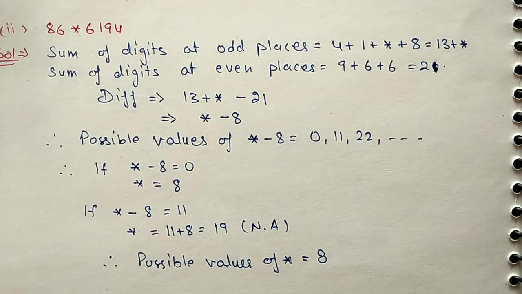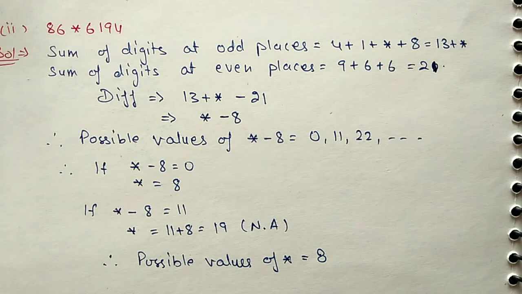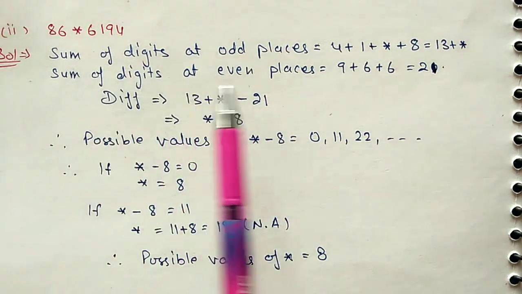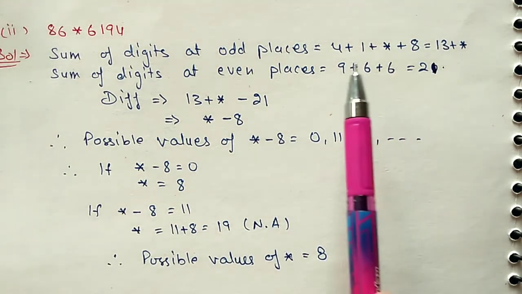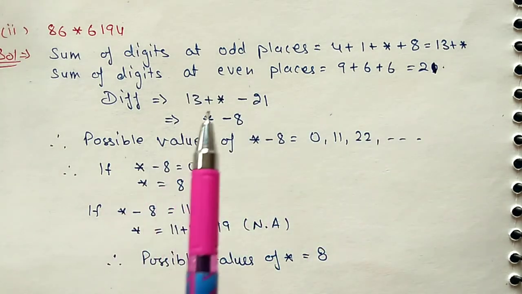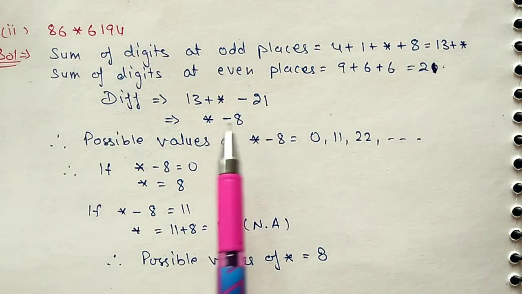Next, second part of the 10th question, 8, 6, star, 6, 1, 9, 4. We have to check here divisibility of 11. For that, first we will take the sum of digits at the odd places and the sum of digits at the even places. Odd places sum we are getting 13 plus star, and even places sum we are getting 21. Now we will take the difference between these two. 13 plus star minus 21, we are getting star minus 8.